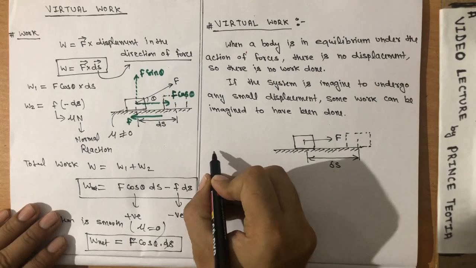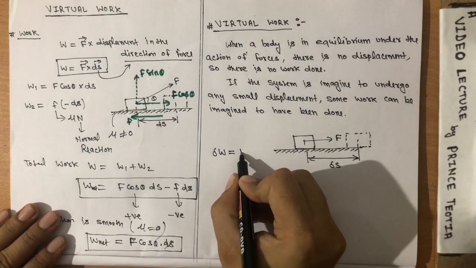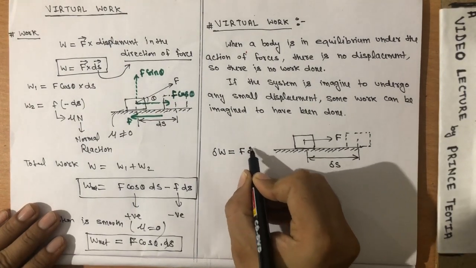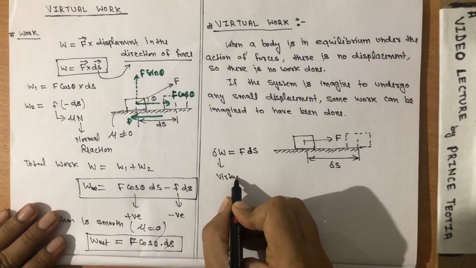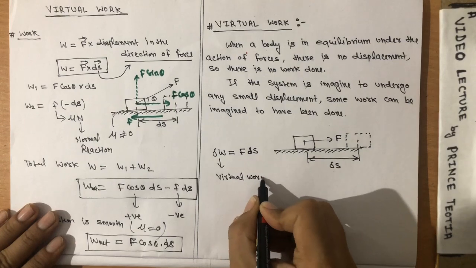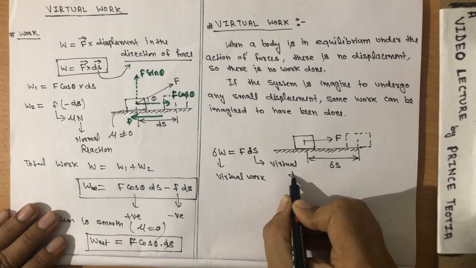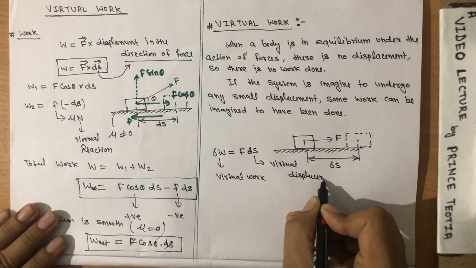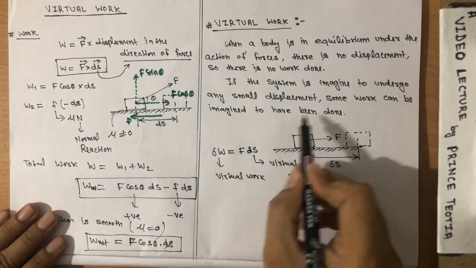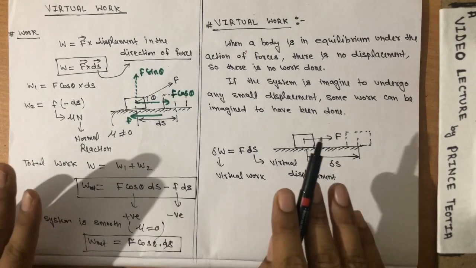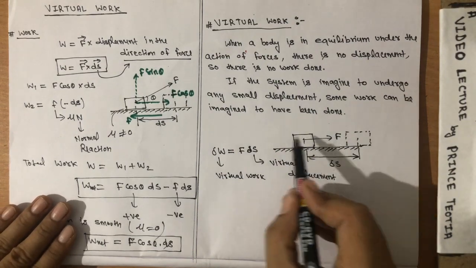So the work will be that imaginary work, and this is W into del S, and this work is known as virtual work, and this displacement is known as virtual displacement. So there is only one force, maybe there are a number of forces, but the system is still in equilibrium. So what we do is take the summation of all the virtual work, like this.